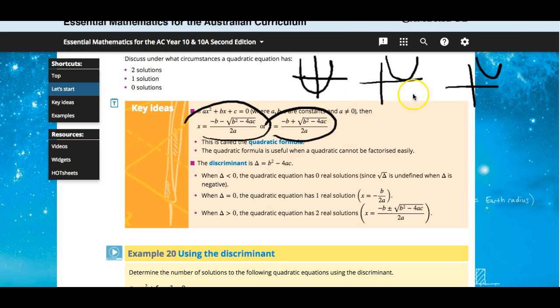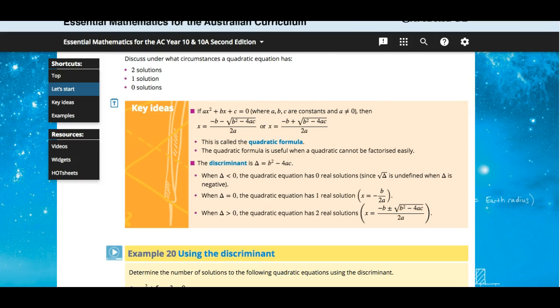If there's only 1 solution, then we only need to use this part here. That's because underneath this square root sign is 0. And that's what I'm talking about in the discriminant video. I'm not really going to go into too much detail here because in this video I want to focus on the quadratic formula, not what this means underneath the square root sign. So if you haven't watched the discriminant video just yet, I strongly encourage you to have a look.